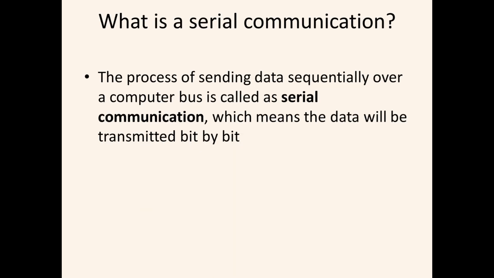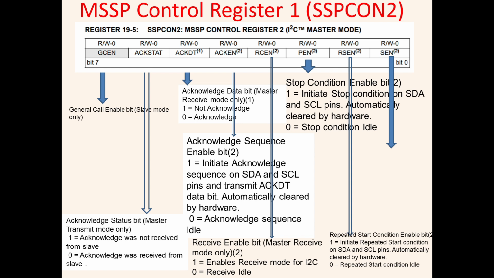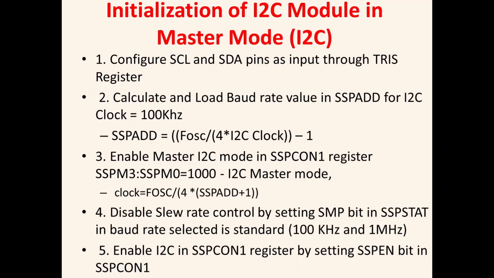Along with that, one more register is used, and that is the SSP add register. In this SSP add register, you are going to load the address for that particular slave. That will be on the basis of whatever baud rate is specified for your I2C clock. Based upon that, you can evaluate the address of your slave, using the formula FOSC divided by 4 multiplied by I2C clock, whole of the thing minus 1. Through this you will be able to get a decimal value.